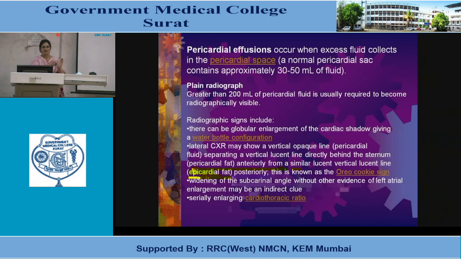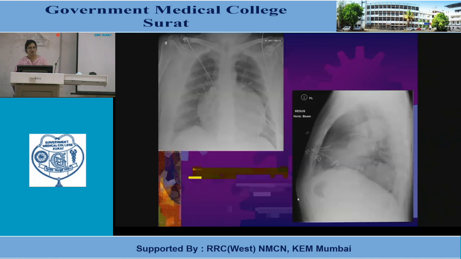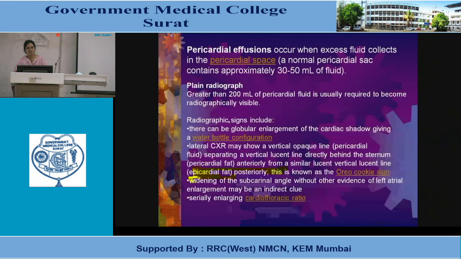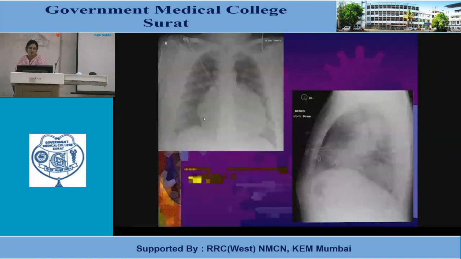So pericardial fat, pericardial fluid and epicardial fat. So this is known as Oreo cookie sign. Widening of the subcarinal angle without other evidence of left atrial enlargement. So that means this is due to pericardial fluid. You can see leather bottle appearance because of water bottle configuration because of the globular heart because of pericardial effusion. You can see this opacity.